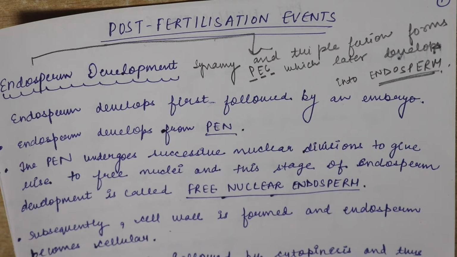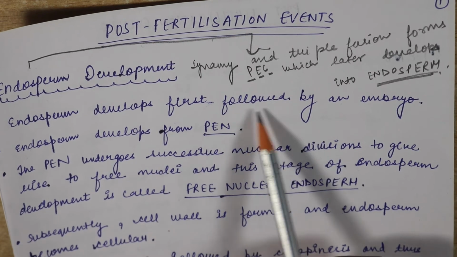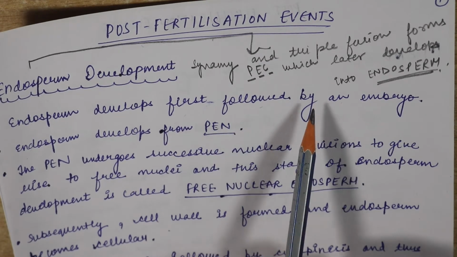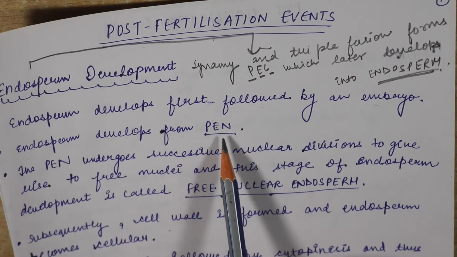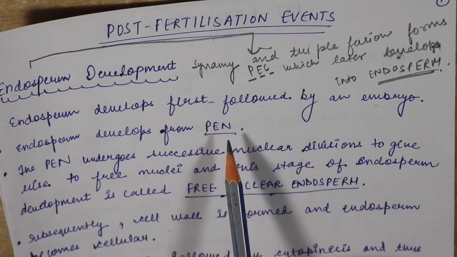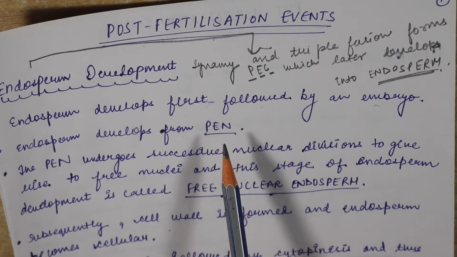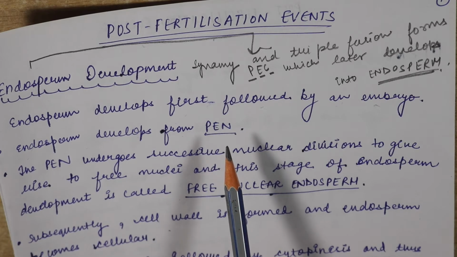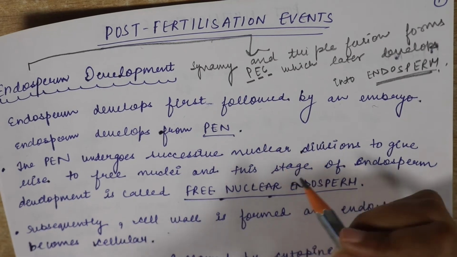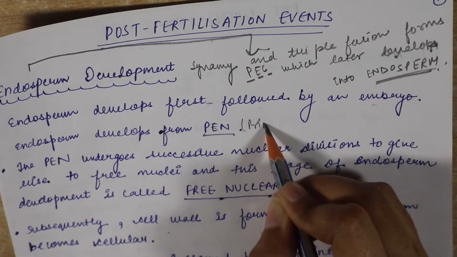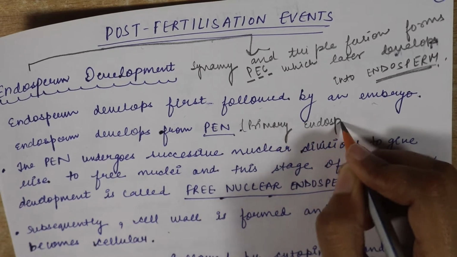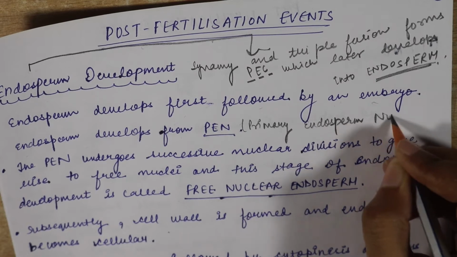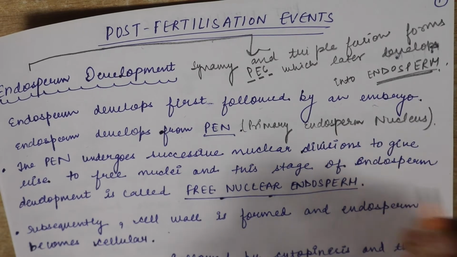First, endosperm develops first, followed by the embryo. Endosperm develops from PEN, which stands for primary endosperm nucleus.